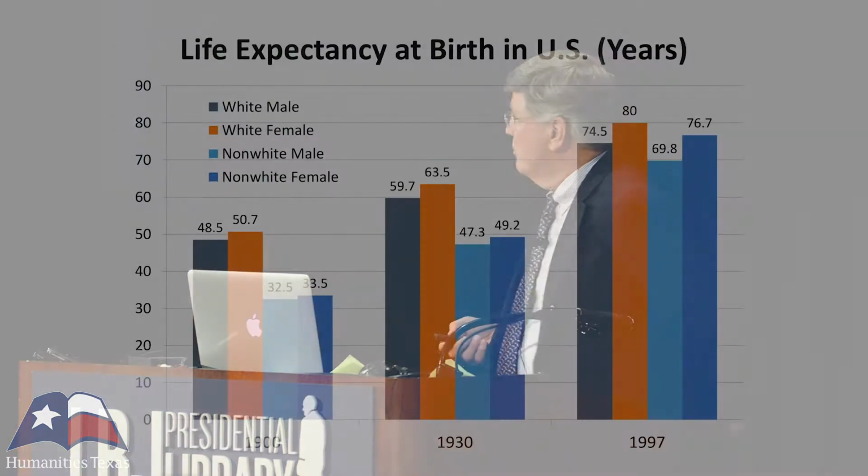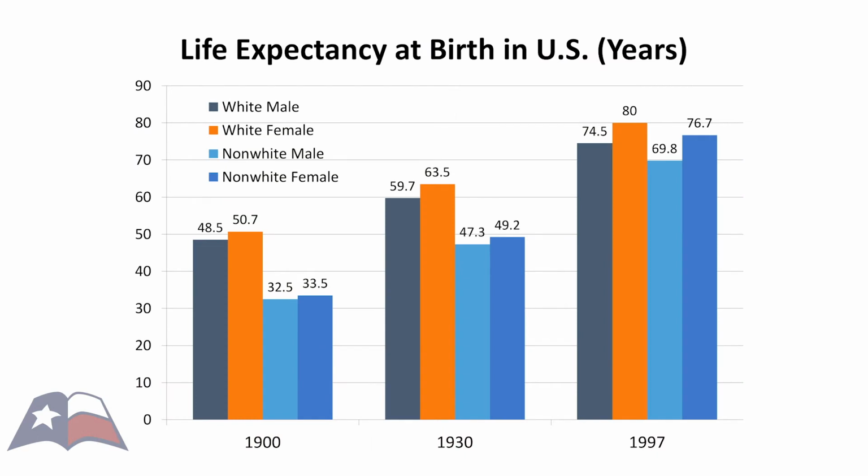Life expectancy at birth, again, you can see we live longer. That's part of the reason we're an older society, obviously. And you'll notice something else here, and I'll come back to this point later, that there was then and is now a significant gap between white and non-white longevity. Although the gap has narrowed somewhat, it's still a reality. It was much greater in 1900 and 1930 than it is as recently as 1997 when these data were gathered.